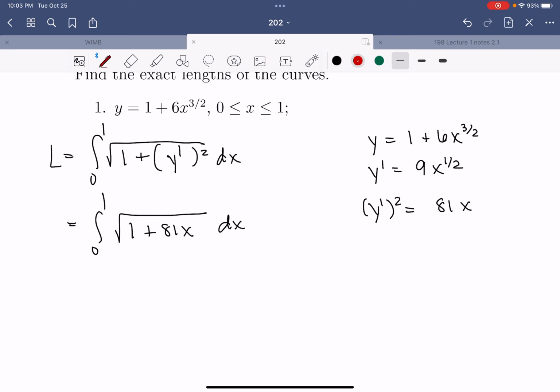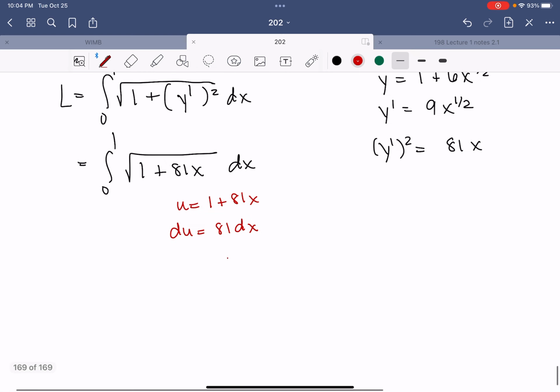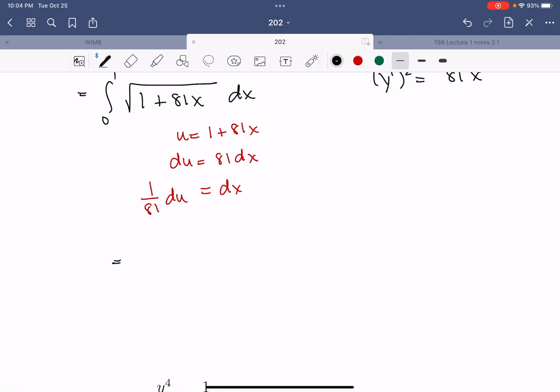From here, this is a quick u sub, baby u sub. U is 1 plus 81x. Du is 81 dx. And then we can divide that 81 to the other side. So that way when you plug back in, this is the integral, and I'm going to drop my boundaries for now, of the square root of u times 1 over 81 du. So this is 1 over 81, and the antiderivative of square root of u, which is u to the 1 half, is u to the 3 halves, times 2/3.